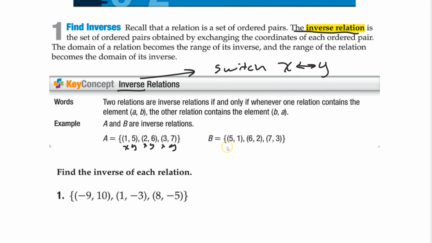You gotta check to see if all the x's are different. In this case, yeah, it's a function. Sometimes it won't be. But that's how you do inverse relation. Just switch all the x and y's. That's it. That's what inverse means. Literally switch x and y.